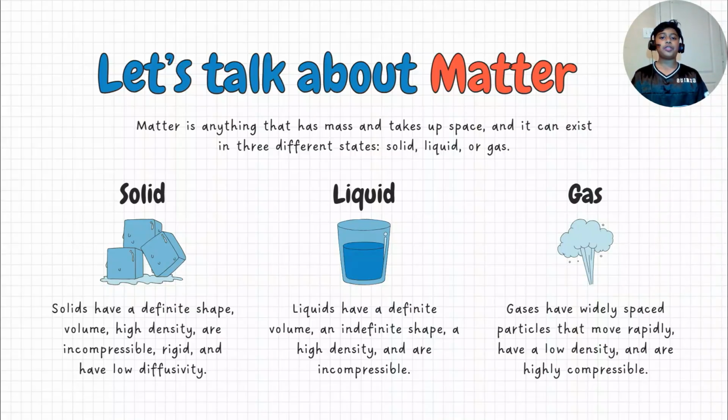So first up, we have solids. Solids have a definite shape, volume, high density, and are incompressible, rigid, and have low diffusivity. A liquid has a definite volume, an indefinite shape, a high density, and are incompressible, which basically means you cannot press them. And finally, we have gas. Gases have widely spaced particles that move rapidly, have a low density, and are highly compressible.